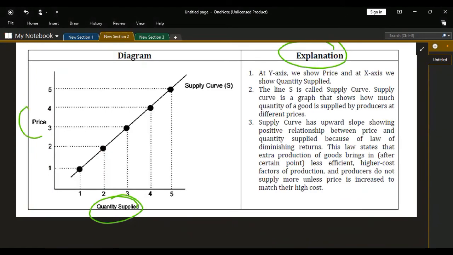So on the y-axis we show prices and on the x-axis we show quantity supplied. As I have already explained to you in previous classes, price will always be on y-axis because it is the independent factor.